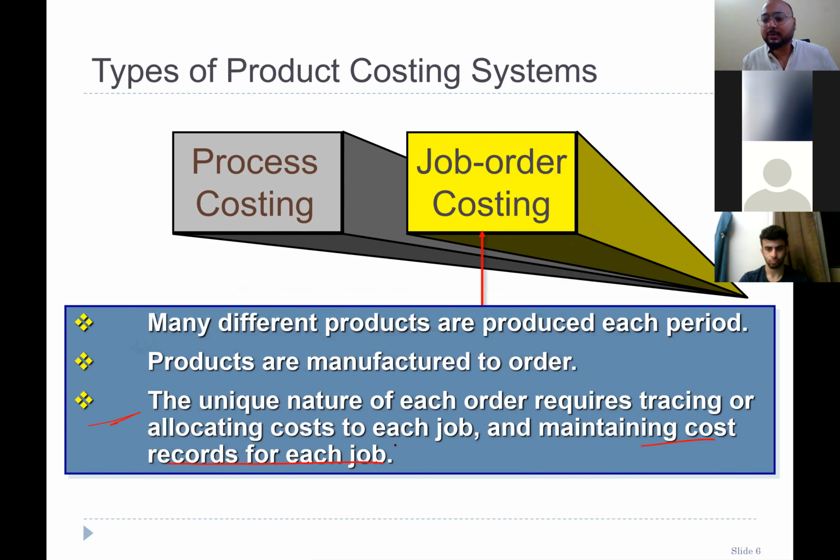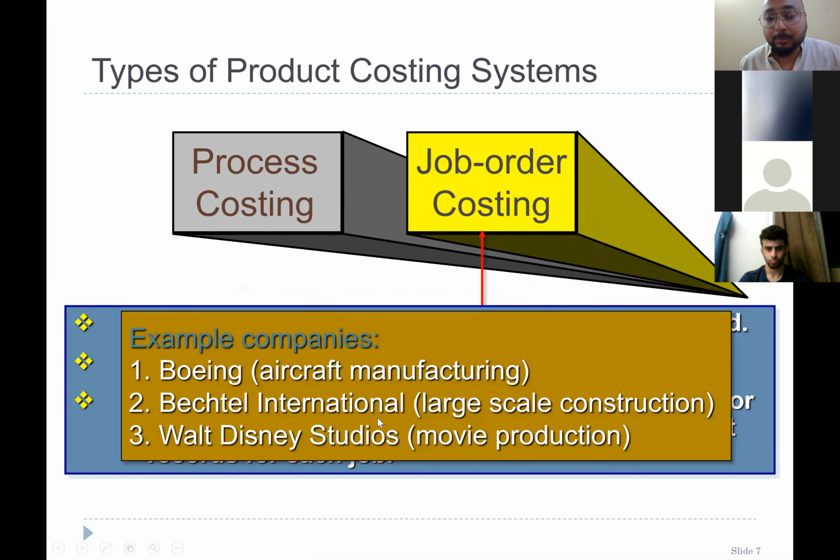When we start doing some examples and go further into the next slides, you will realize what we are really talking about. The examples of job order costing are, for example, Boeing aircraft manufacturing, Bechtel International, which is large-scale construction, and Walt Disney Studios, especially for movie production. When you are making different movies, every movie is a new project. Every story is different. Every character is different. Some movies are 2 hours, some are 1.5 hours, 2.5 hours.